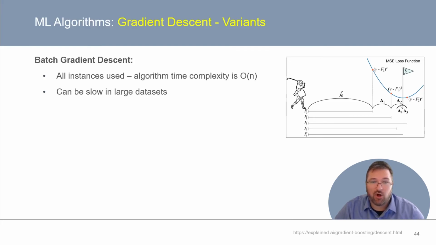In this variant, all instances in the training data are used, meaning that this algorithm has a time complexity proportional to the number of instances. As such, this can be quite slow in very large datasets.